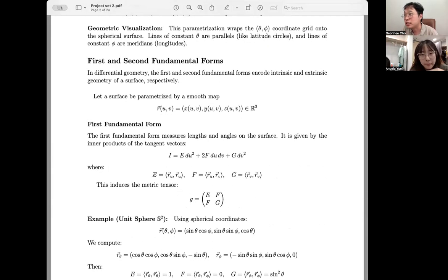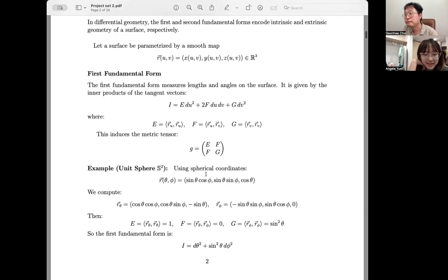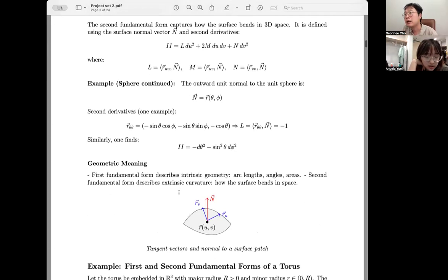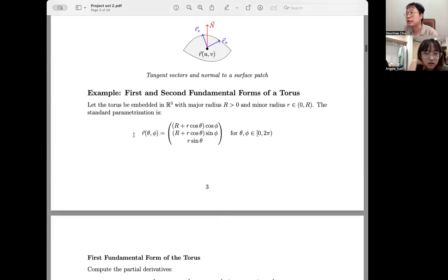Again, E, F, G just means R sub U dot R sub U, R sub U dot R sub V, R sub V dot R sub V. Can you do it? This is the experience I want you to get. This is simple, but it is a very important, crucial computation that you need to do by yourself. Is it okay with you? That's question one. That's the intention of this problem set.